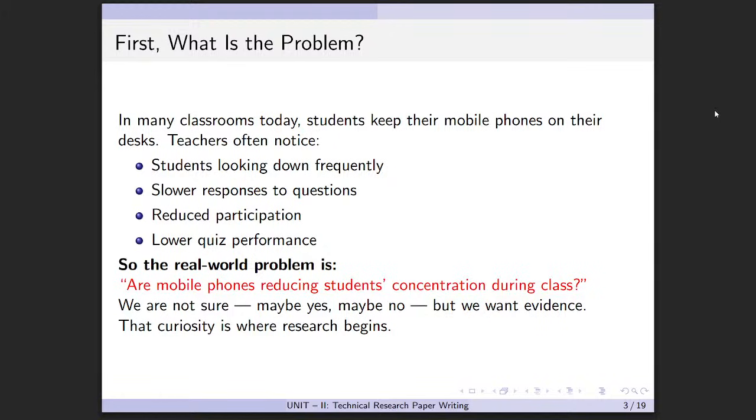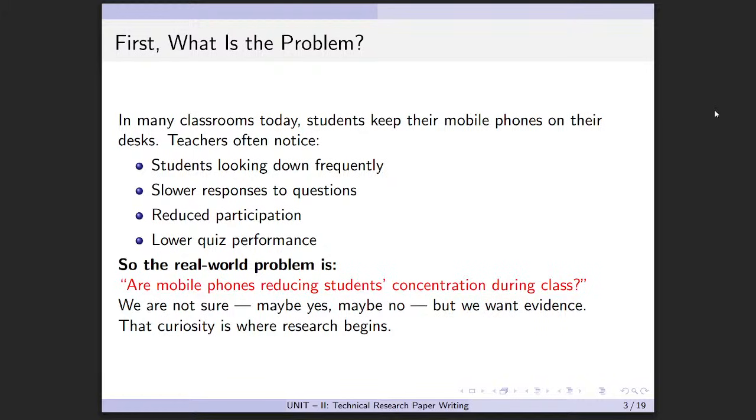In classrooms today, students keep their mobile phones on their desk. That is the main concern. We often notice students looking down frequently and responding slowly to questions. By using mobile phones, these will be the causes: reduced participation, if I ask any question and ask for an answer, the participation may be low, and lower quiz performance. So these are the causes of phone usage in the classroom.